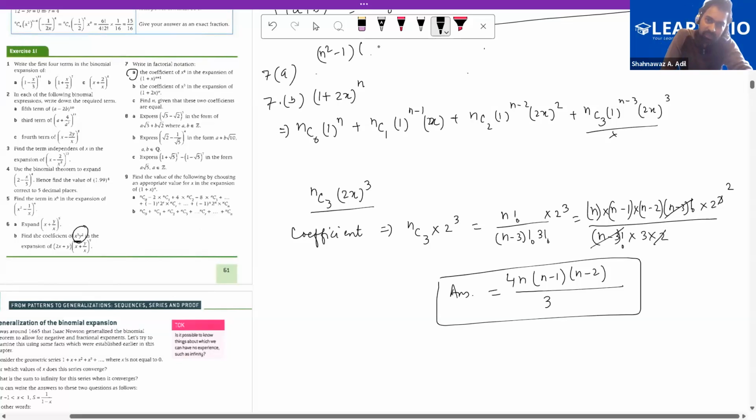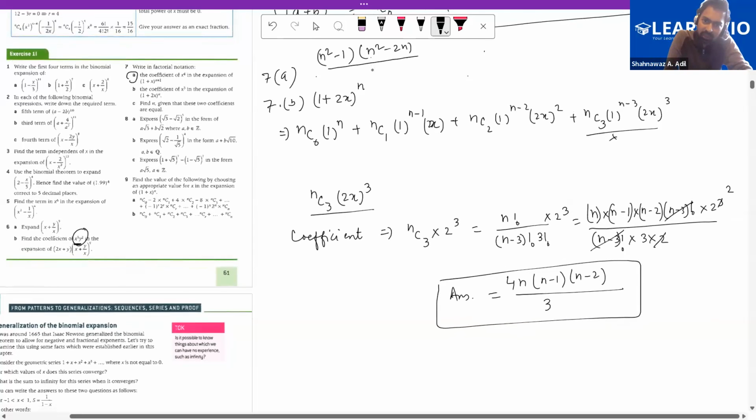Brackets times (n squared minus 2n), plus 2n or minus 2n, right? Plus 2n. It was. Yeah, minus. Sorry, I couldn't see you. Yeah, divided by 24. And nothing is there in this part, right? Okay, so now they are saying that these two coefficients are equal, right?